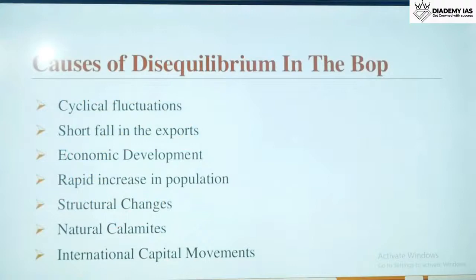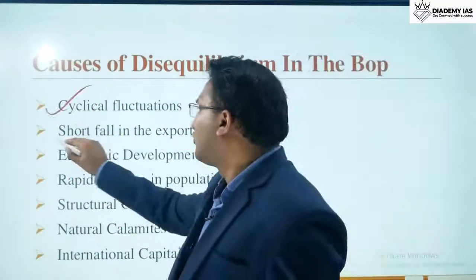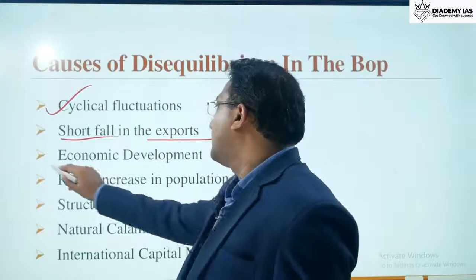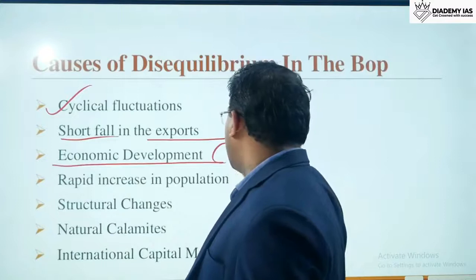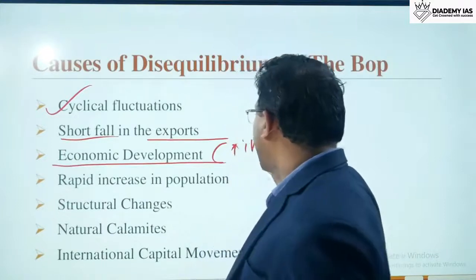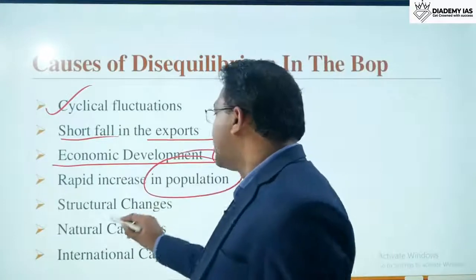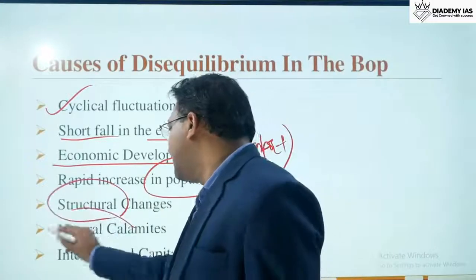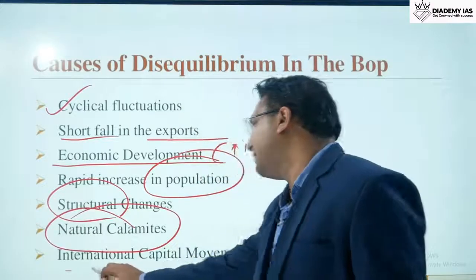Now, what are the causes of disequilibrium in the BOP? Cyclical fluctuation, shortfall in the exports, economic development. So, because of the economic development, we are more in the import mode than in the export mode. Rapid increase in the population. This is also very, very important. Structural changes, natural calamities. So, there is a lot of natural calamities happening. And international capital movement.